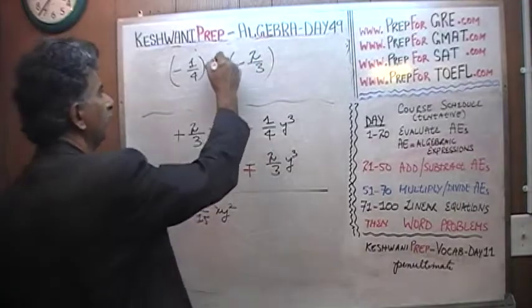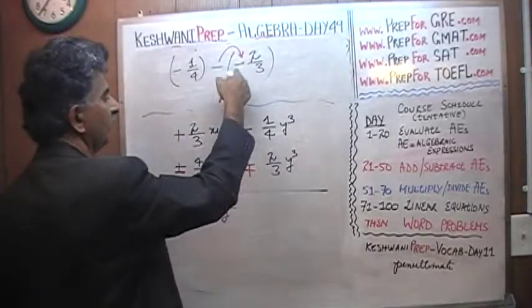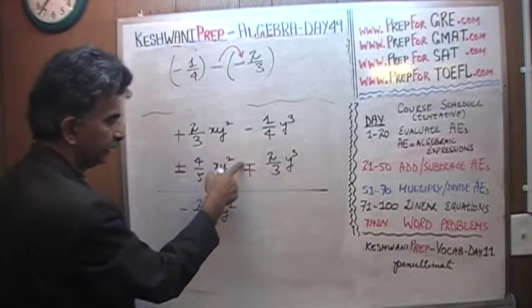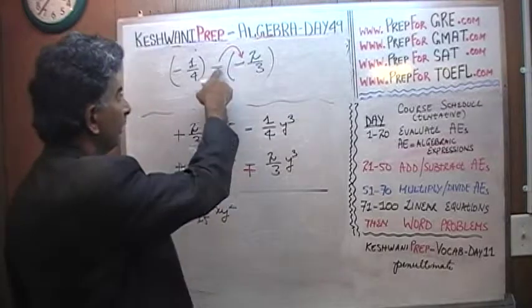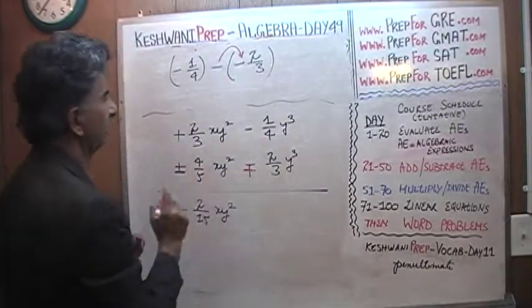As we do the work, we realize that this negative times negative becomes positive, which is what we're showing here. This negative turns into positive because of the fact that it is being subtracted. So negative times negative becomes positive. That's what we're showing here.